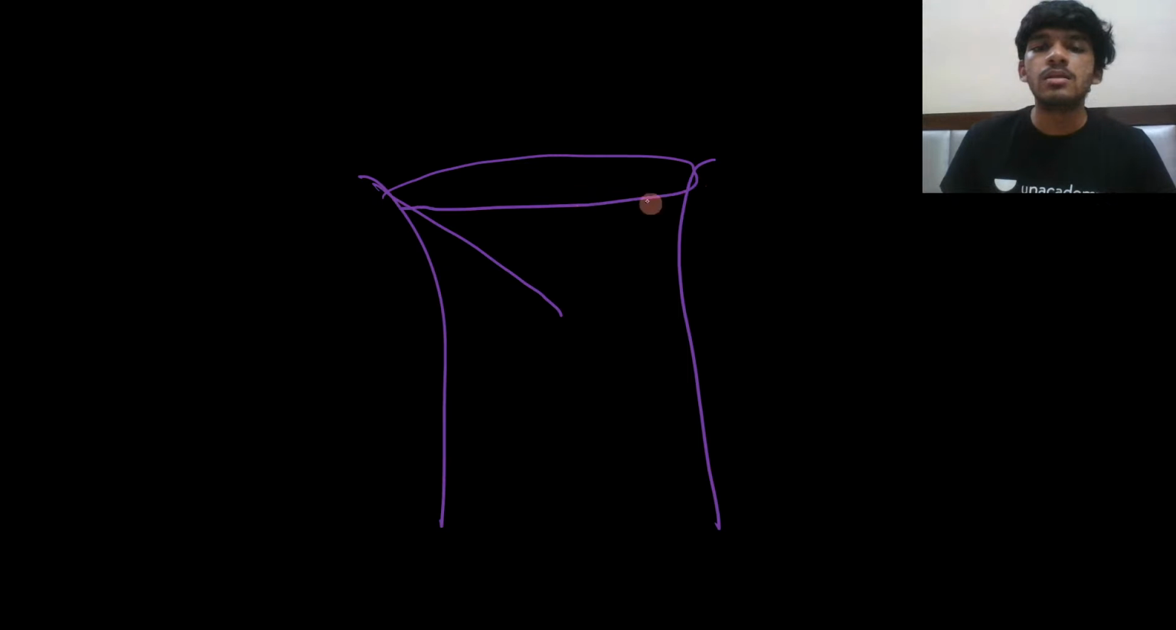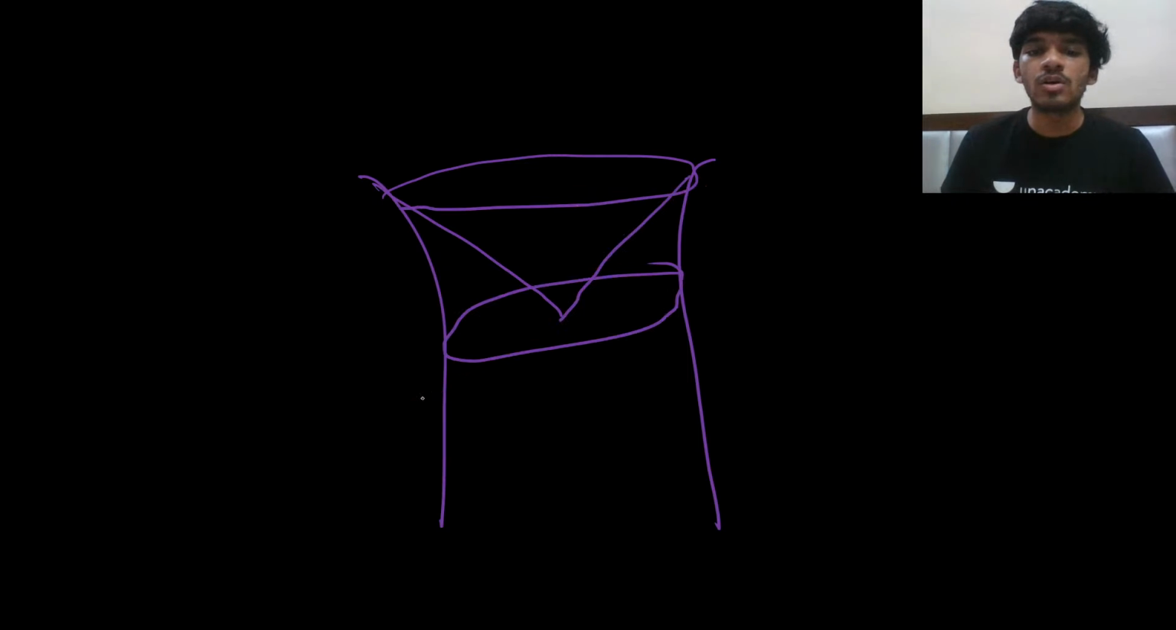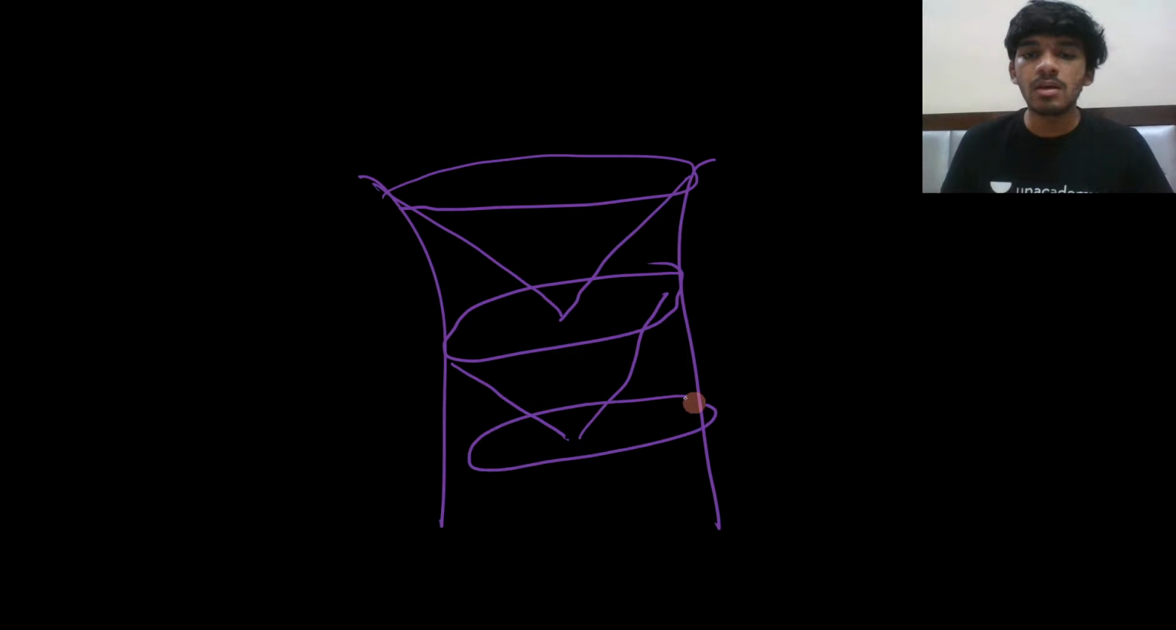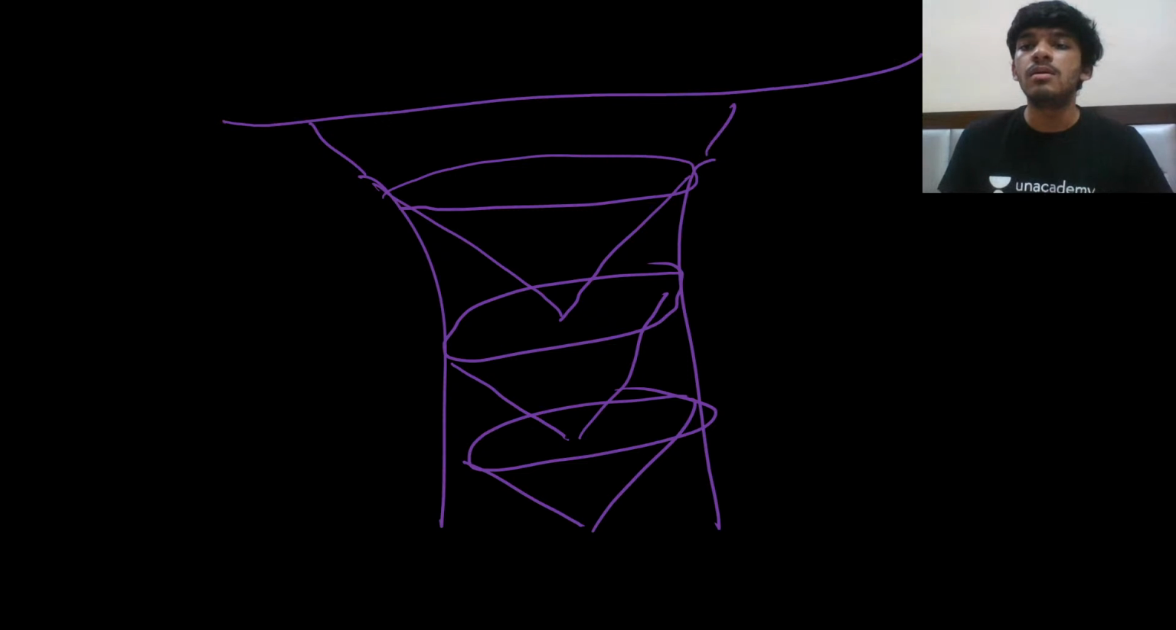So let's say this is your pharynx. Do you know that in your pharynx you have these three circular muscles? The superior constrictor, overlapped by the middle constrictor, and overlapped by the inferior constrictor, right? So these are the three constrictor muscles, and here you will have the base of the skull.